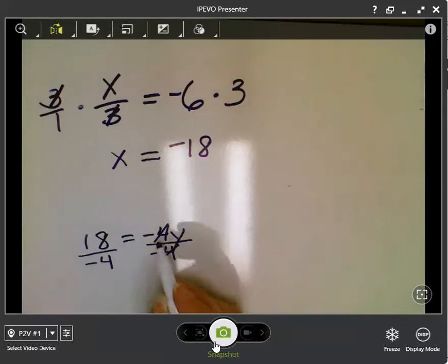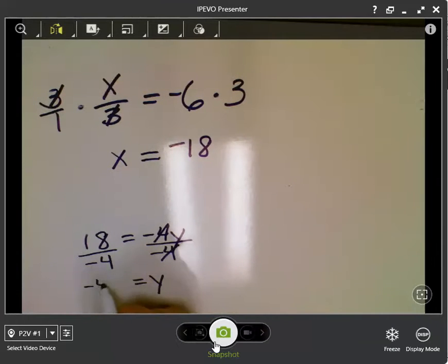Negative 1 and negative 1 make a positive y. And then 18 divided by 4 is going to be negative 4.5, or you could write it as negative 4.5. Again, if you've forgotten how to, you may use your calculator. A positive and a negative make a negative. So your final answer would be that.